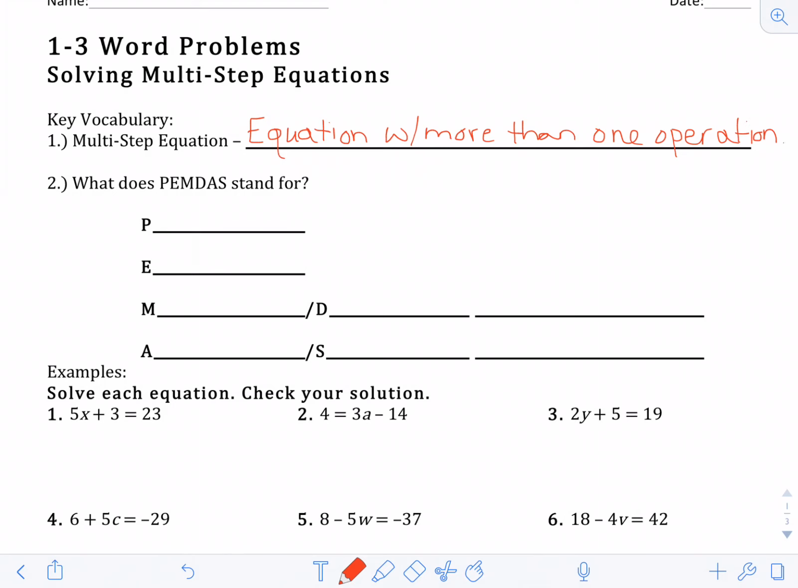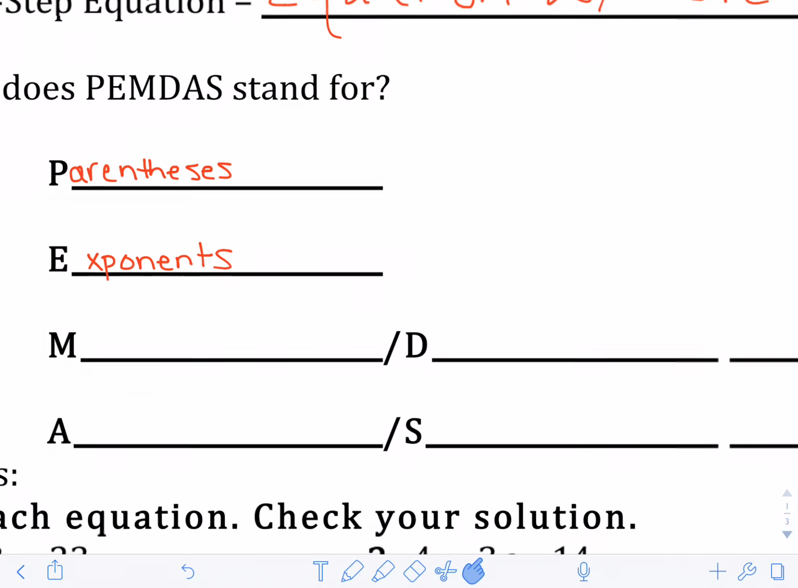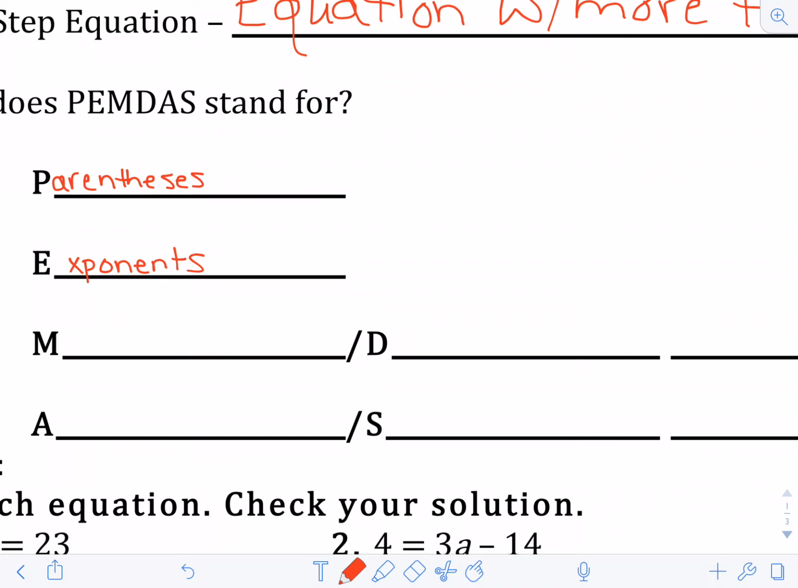I'm pretty sure most of you are familiar with this from middle school. So just a refresher: P stands for parentheses. E is for exponents. Now, the M and D, see how they are side by side? This stands for multiplication.